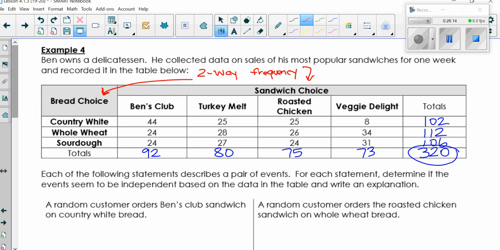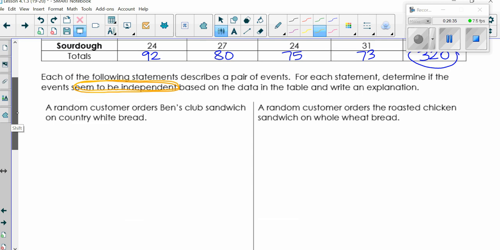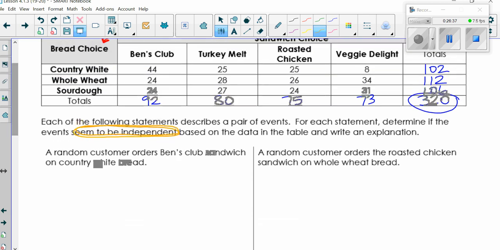So 320. Okay. It says each of the following statements describes a pair of events. For each statement, determine if the events seem to be independent. Seem to be. I'll talk about why it says seem to be. Based on the data in the table, and write an explanation. All right. In order to determine if the events are independent, we want to know if that formula is true or not. So it says a random customer orders Ben's Club sandwich on country white bread.